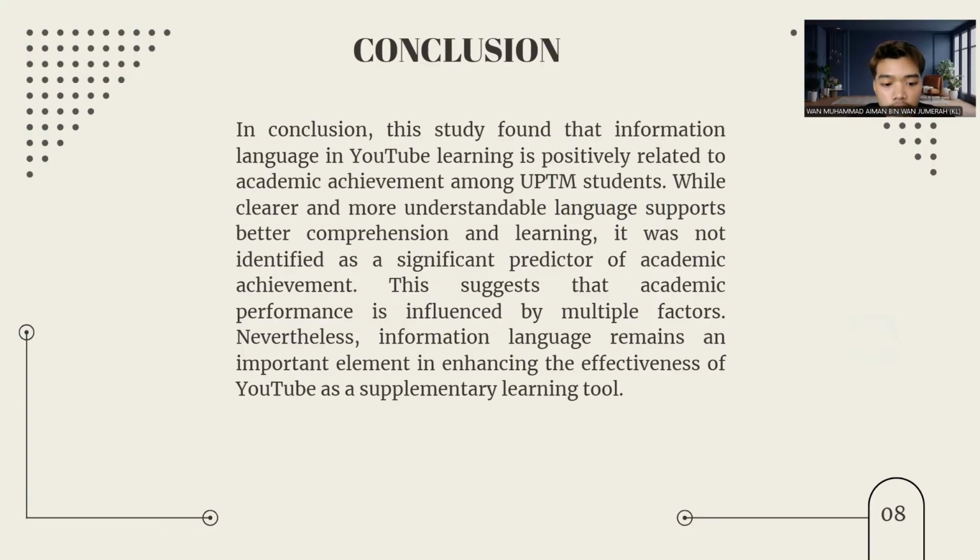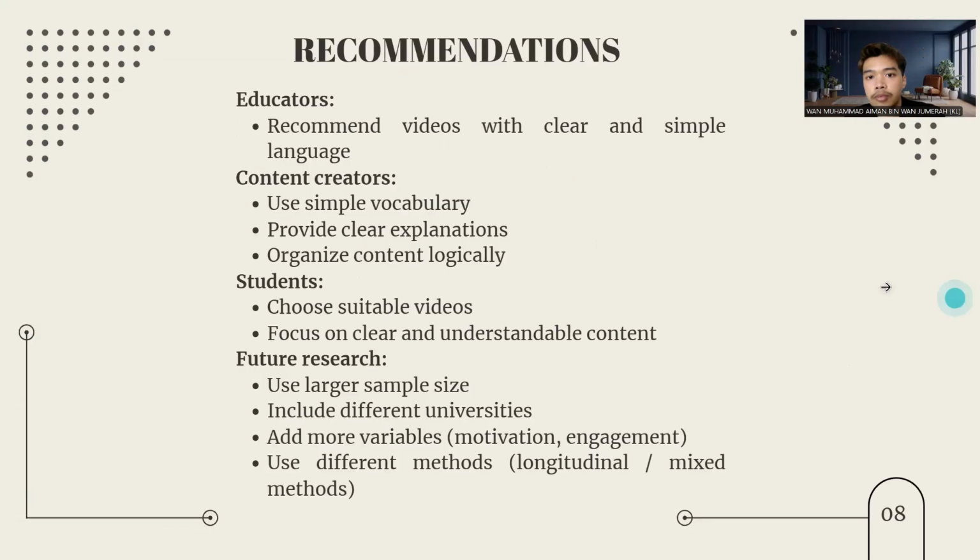In conclusion, this study found that information language in YouTube learning is positively related to academic achievement among UPTM students. Clearer and more understandable language supports better comprehension and academic achievement. This suggests that academic performance is influenced by multiple factors. Nevertheless, information language remains an important element in enhancing the effectiveness of YouTube as a supplementary learning tool. So we move to the last slide, which is recommendations.